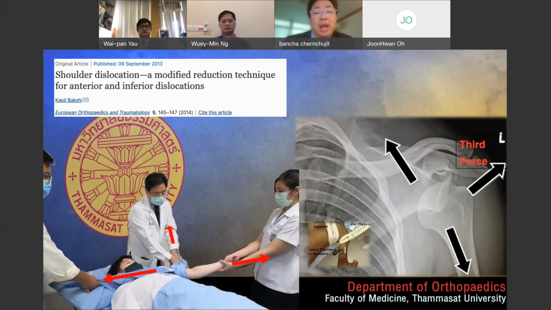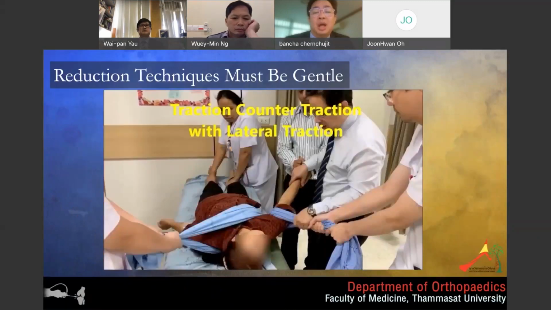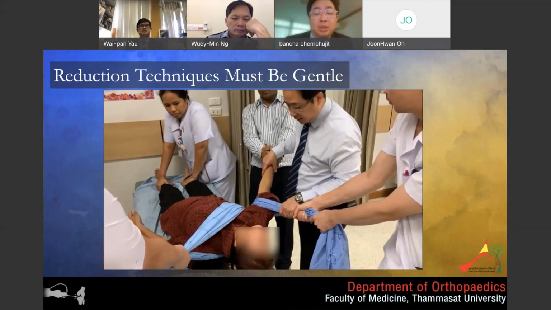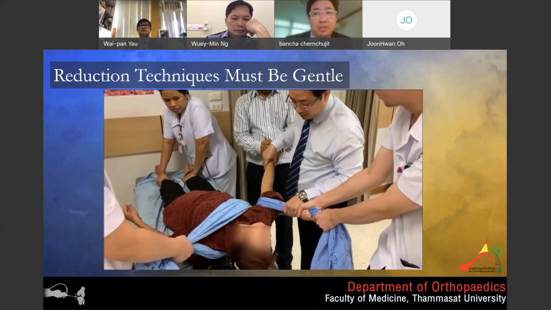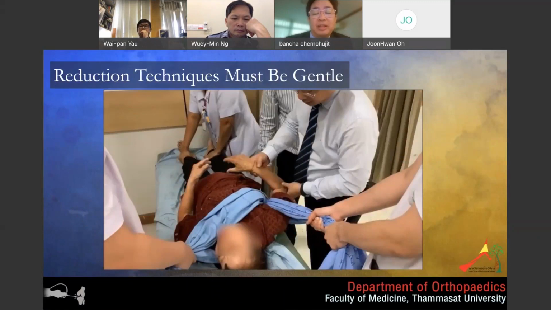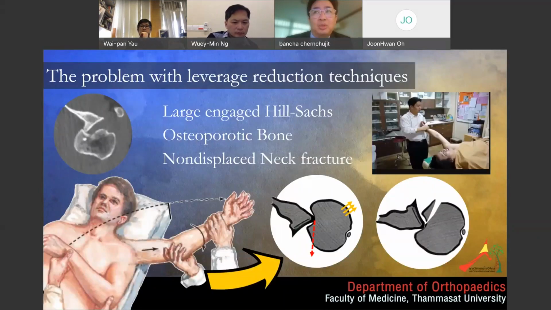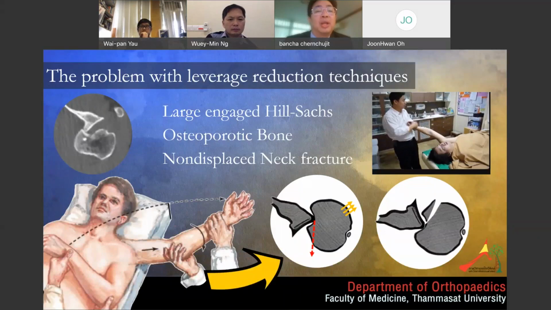So this is a modified traction, counter traction for the anteroinferior dislocation. It's safe, easy, and reproducible. It was published in 2014. So this is my patient. I did the modified traction, counter traction, because she has a very big Hill-Sachs, and this patient had 3 weeks of dislocation. Try not to do the leverage technique. You can create a fracture or fracture dislocation. I saw this fracture dislocation in more than 5 patients. So be very careful when you try to reduce this dislocation in the elderly.